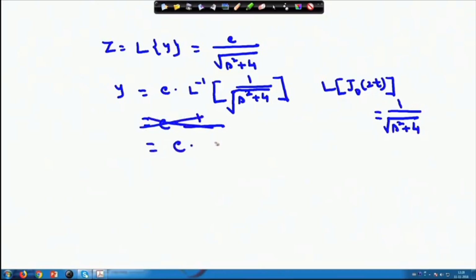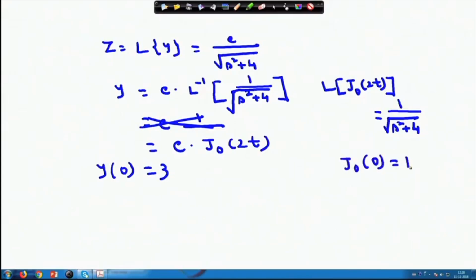So this is equal to c into J0(2t). So, what is the solution that is coming now? y equals c into J0(2t). Now, it is given that y(0) is 3 at t equals 0, and we also know J0(0) equals 1. So you obtain 3 equals c J0(0), and so 3 equals c. So your solution becomes 3 into J0(2t).